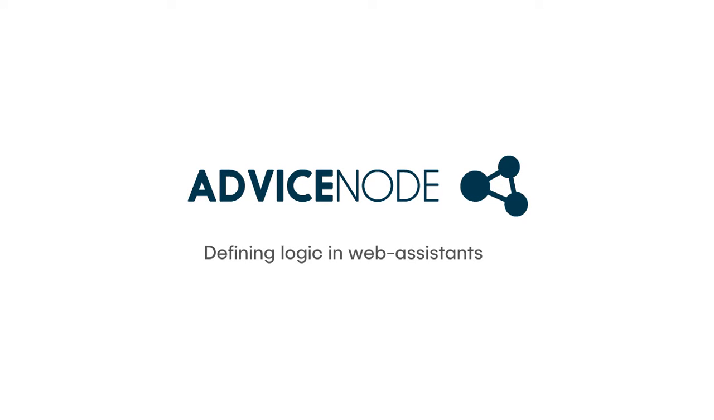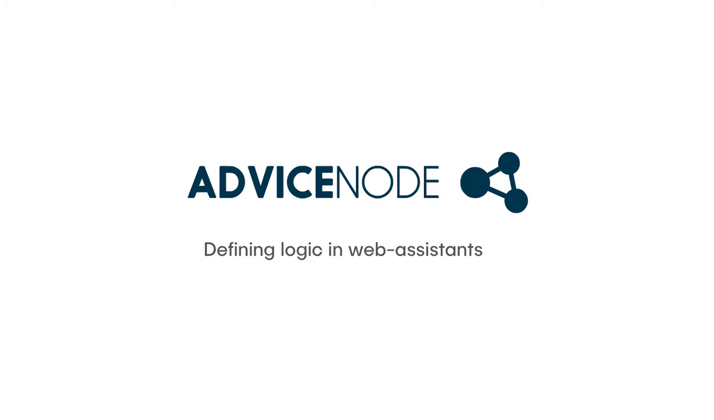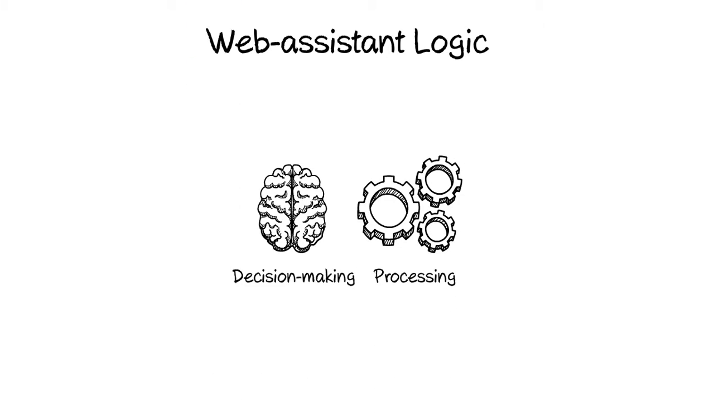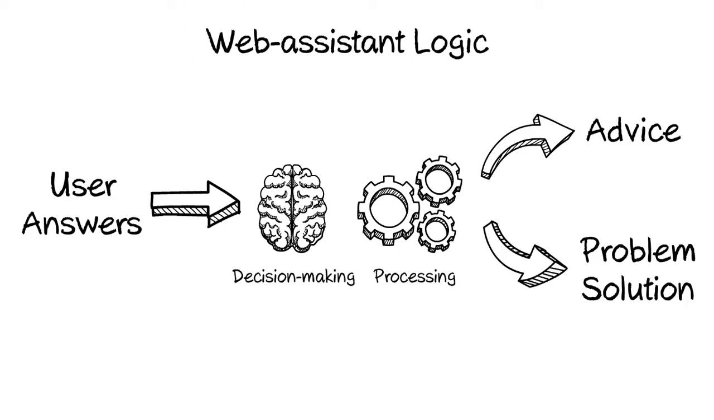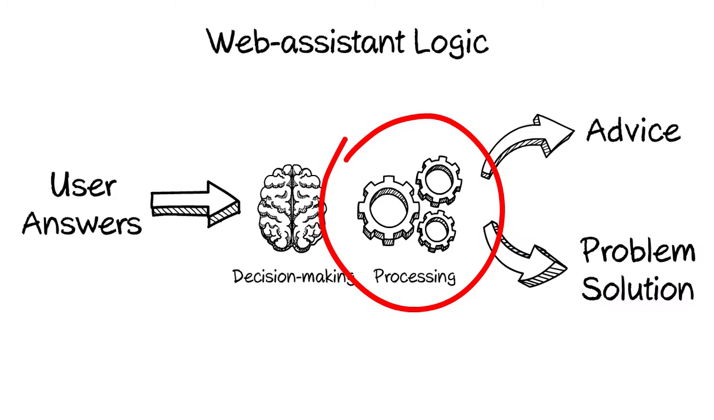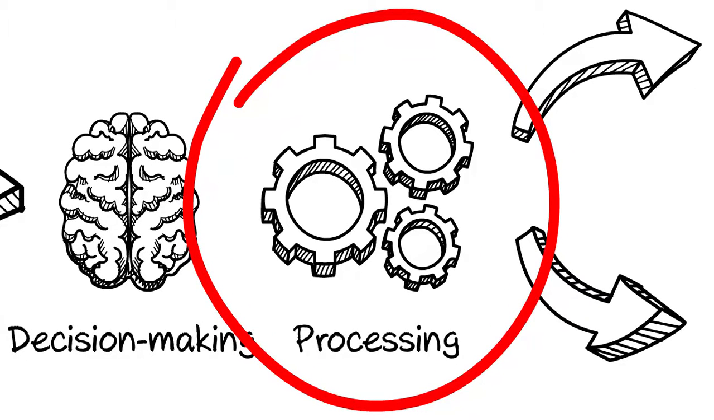In this video, we'll discuss logic definition in Web Assistance. Web Assistance logic is responsible for processing the user answers to generate an advice or to solve a problem. In Advicenode, there are two types of logic, the decision-making logic and the processing logic. In this video, we'll focus on the processing logic.